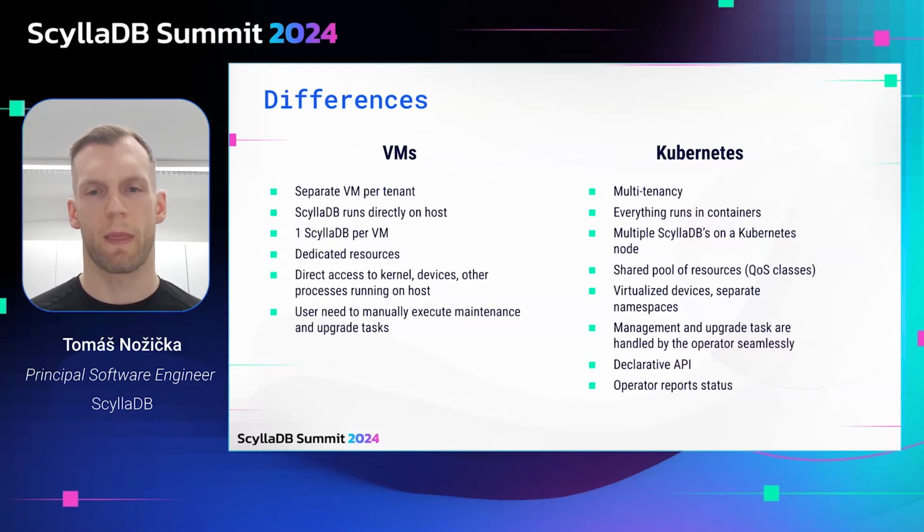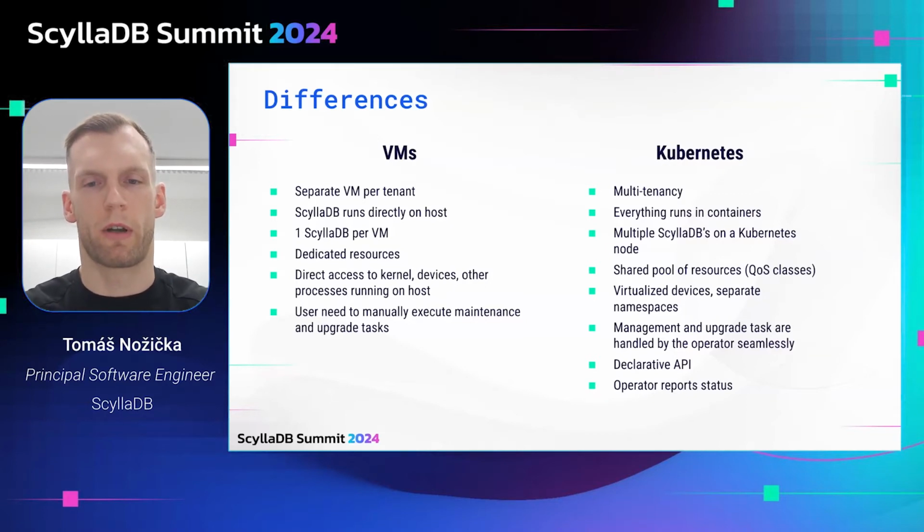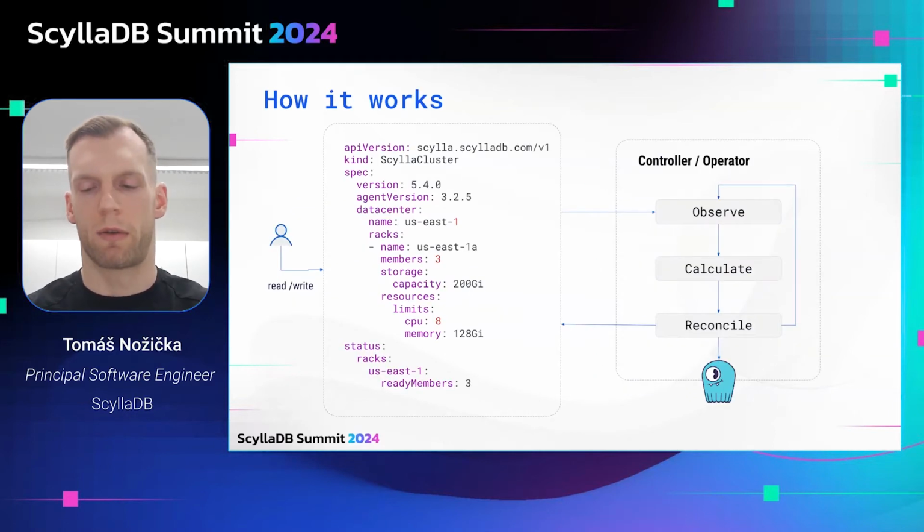Whereas on Kubernetes, by the nature of that platform, everything is multi-tenant. It all runs in containers. You can run multiple ScyllaDBs on one Kubernetes node. There is a shared pool of resources, which you can control through quality of service classes. The devices are virtualized, but all the management and the upgrade tasks are handled by the operator seamlessly for you. So it can run cleanup when it needs to, it can tell the nodes to join the cluster when you are scaling up, and other stuff. It has a declarative API and it reports a status back to you.